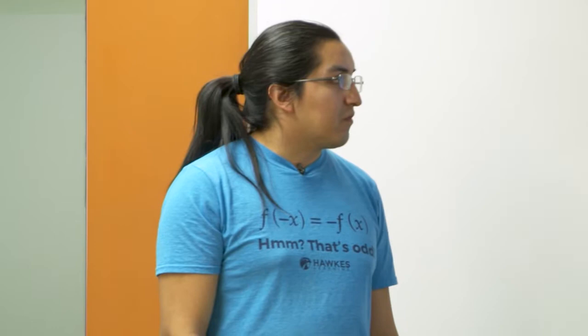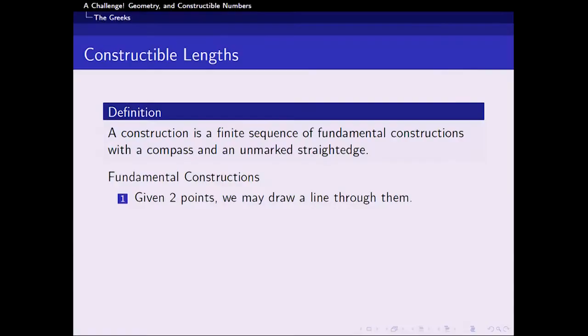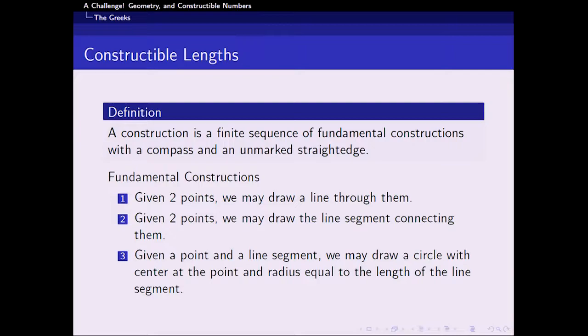And so to more formally define it, a construction is a finite sequence of fundamental constructions with a compass and an unmarked straight edge. And here I'll present the constructions. So given 2 points, we can draw a line through them. Given 2 points, we can draw a line segment through them. And then given a point and a line segment, we can draw a circle with the center at the point and the radius equal to the length of the segment.